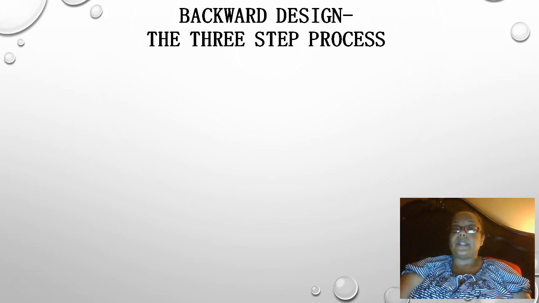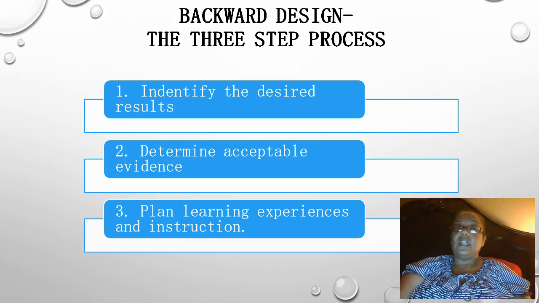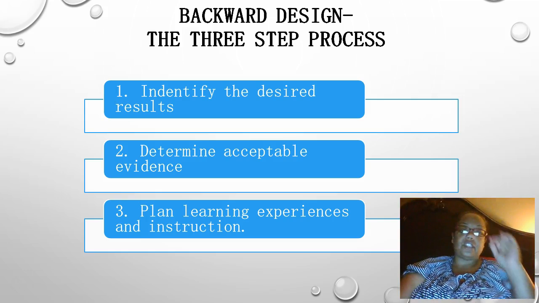Backwards design, the 3-step process. The first step is to identify the desired results. This means, what is it that we're actually wanting to achieve? What is our big picture? What do we want our students to learn? In doing so, we're going to look at our TEKS to determine what it is that we want our students to learn. We're going to let our knowledge and skills guide our instruction.